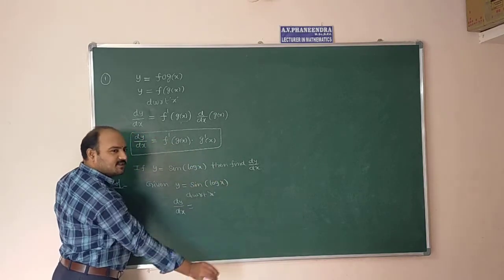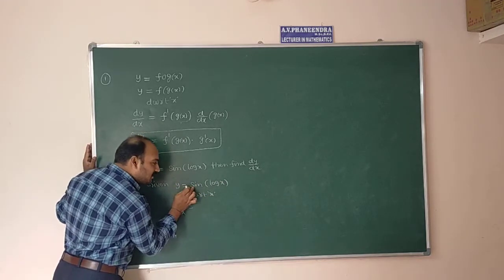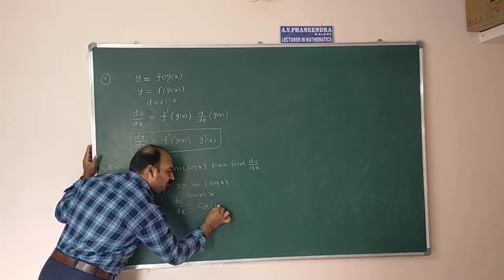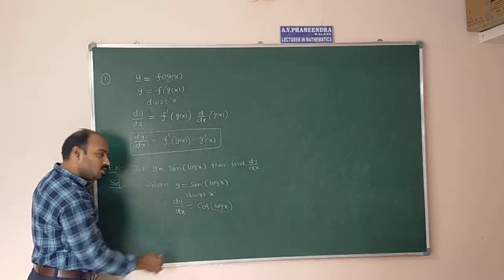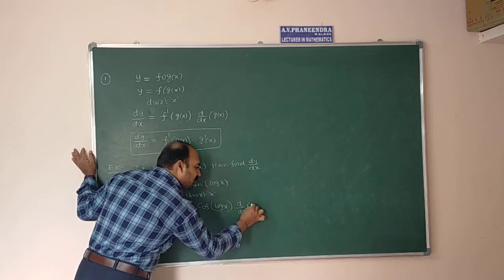Log x you can treat as x. So d by dx of sin x is what? Cos x. So d by dx of sine of log x is cos of log x. After that, what we have to do? Log x is the involving function, no? So log x we have to differentiate. d by dx of log x.